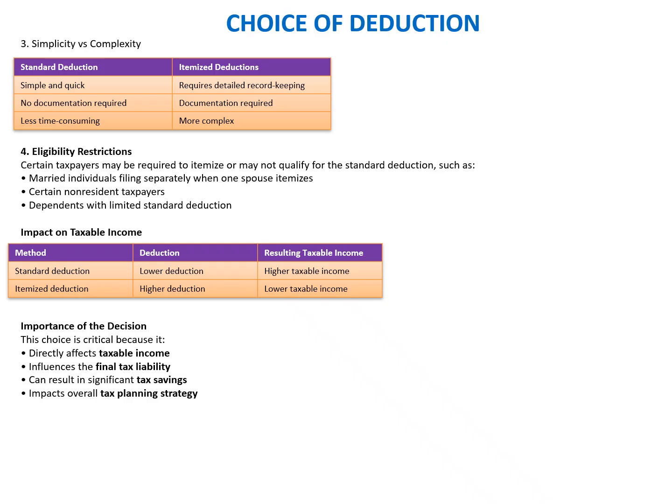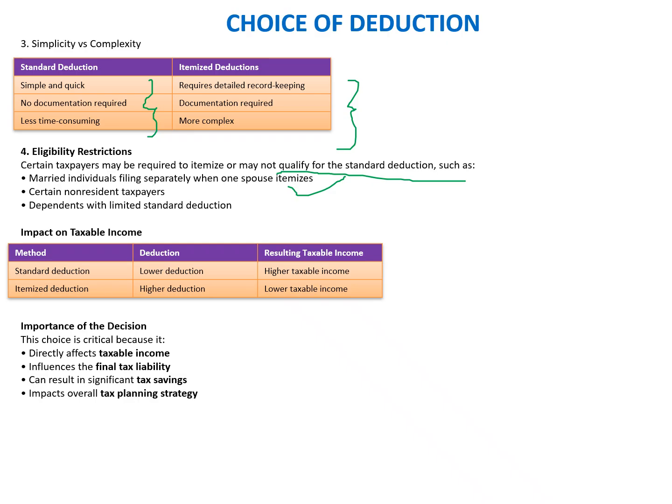So in terms of choice of deduction, when we look at simplicity versus complexity, the standard deduction is simple and quick: no documentation is required and it is less time consuming. But itemized deduction requires detailed record keeping, documentation is required and it is more complex. Certain taxpayers may be required to itemize or may not qualify for the standard deduction, such as married individuals filing separately. Basically, this is an exception to the standard deduction. If they are married filing separately and one of the spouses is already claiming the itemized deduction, then the other spouse cannot claim the standard deduction. He can only claim the itemized deduction as well.